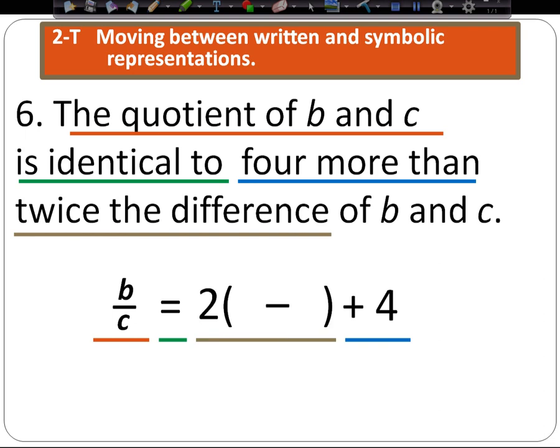So we're going to need parentheses, 2 parentheses, because twice is 2. And we're saying twice the difference and not twice b or twice c. So that's why we need the parentheses there. There's a subtraction sign in the middle because of the word difference, and we're going to subtract b and c. So b over c equals 2 parentheses b minus c parentheses plus 4. Again, make sure you have both of these written down before you move on.